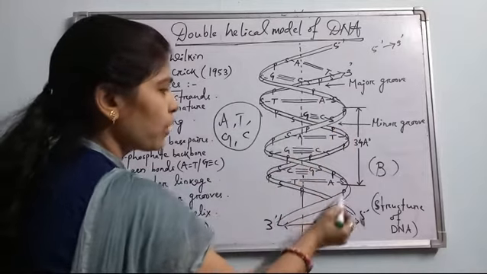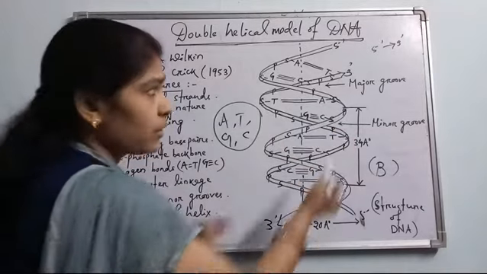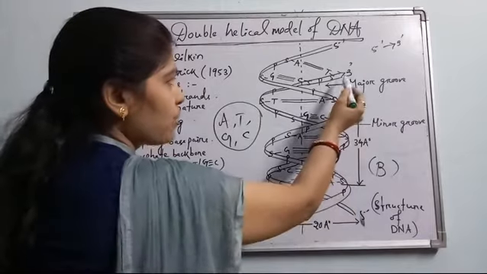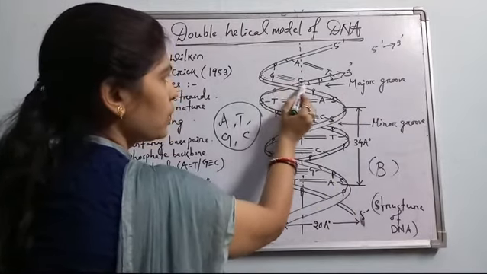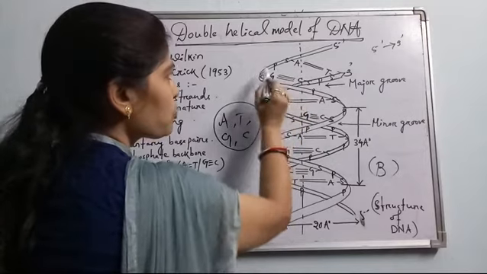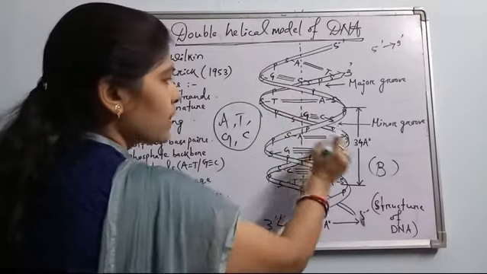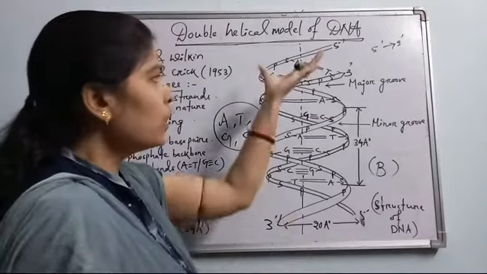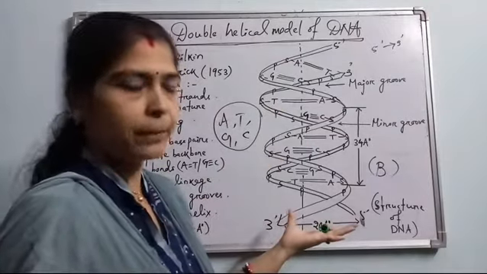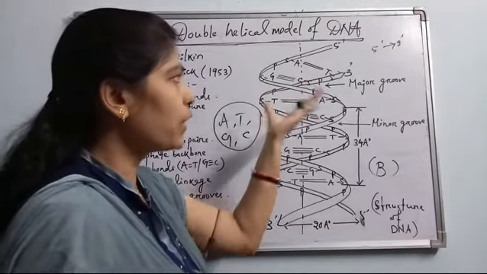In one of the strands, sugar and phosphate are present towards the periphery. In the other strand also, sugar, phosphate, sugar, phosphate are present towards the periphery. So the sugar and phosphate backbone makes this structure stabilized.